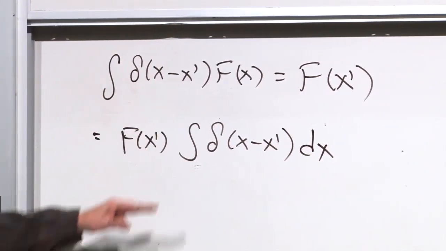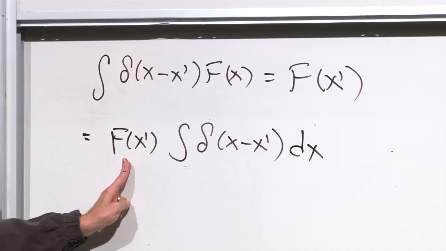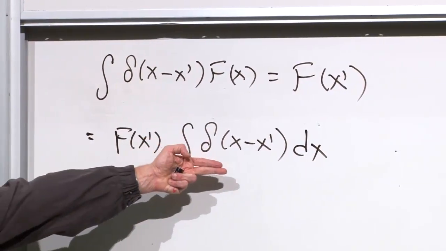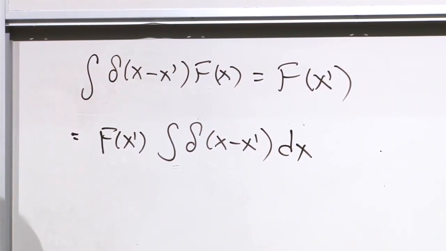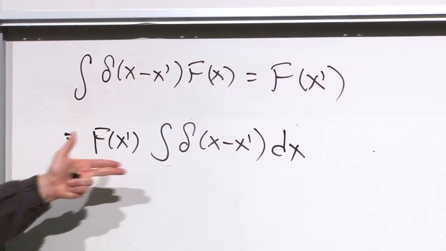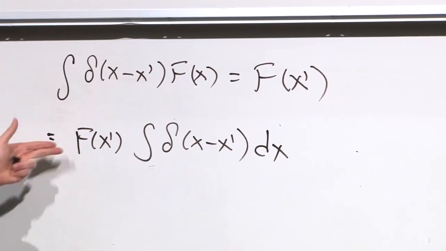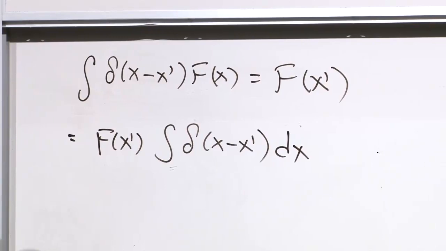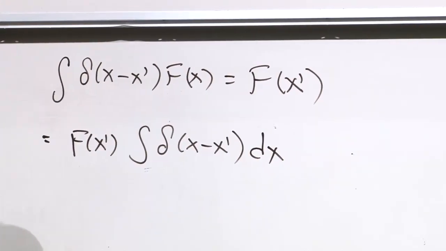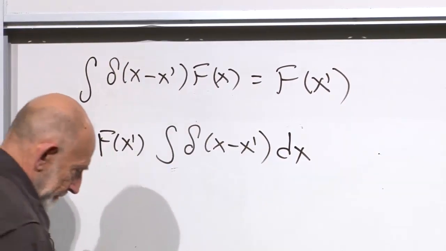Why am I allowed to bring the f of x prime on the outside? Because it doesn't depend on x. x prime itself is a constant, a fixed value. So I just bring it on the outside, and then I say the integral under the delta function is 1, and so I just get f of x prime.